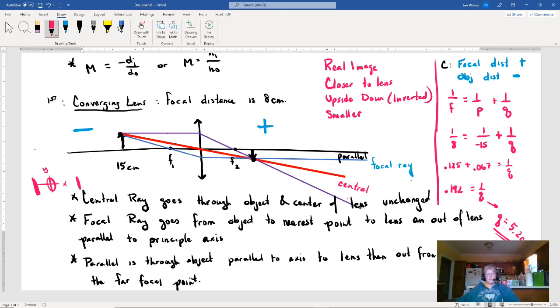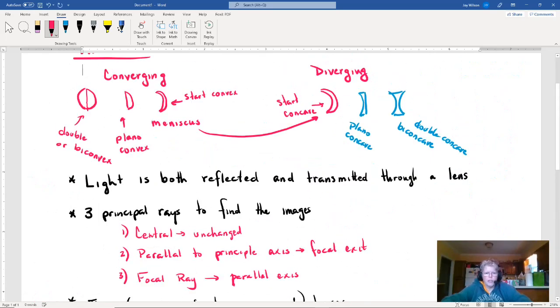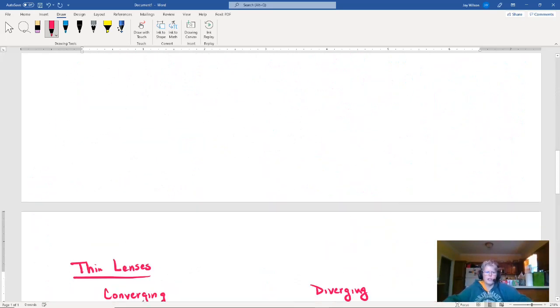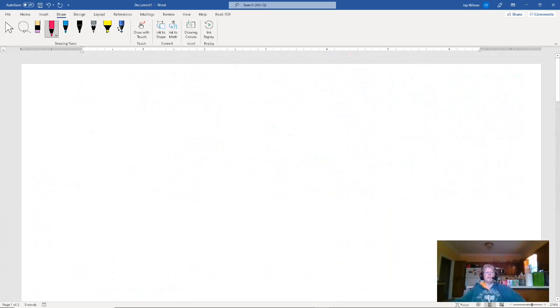5.2 centimeters. It should have been in here, but of course my graph is not drawn to scale. So it is closer. It is on the other side. If we do the magnification or we look at the picture, we can see that it is also upside down. So there's your converging lens. Now let's do a diverging lens, and then I can make another video if you guys need some more practice on things. We can talk about that tomorrow. Well, today, Monday for you guys, Sunday for me.